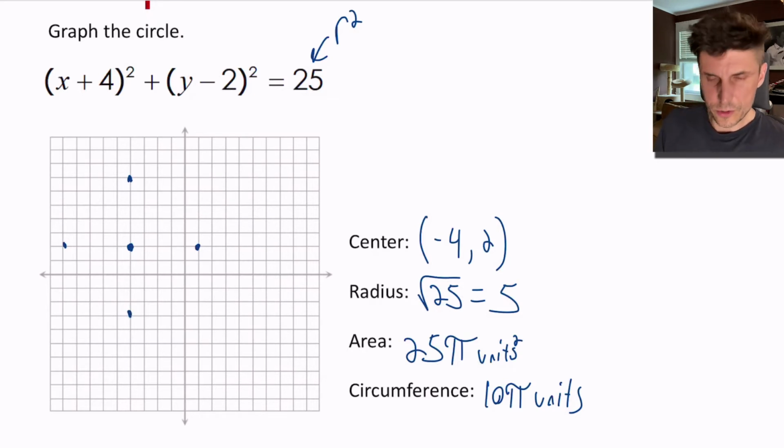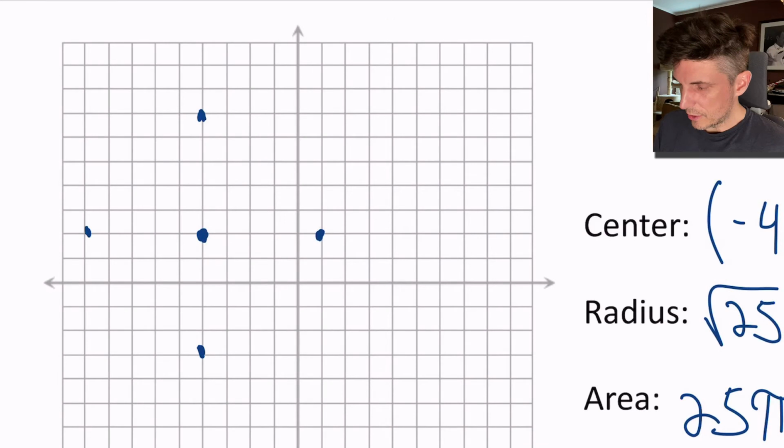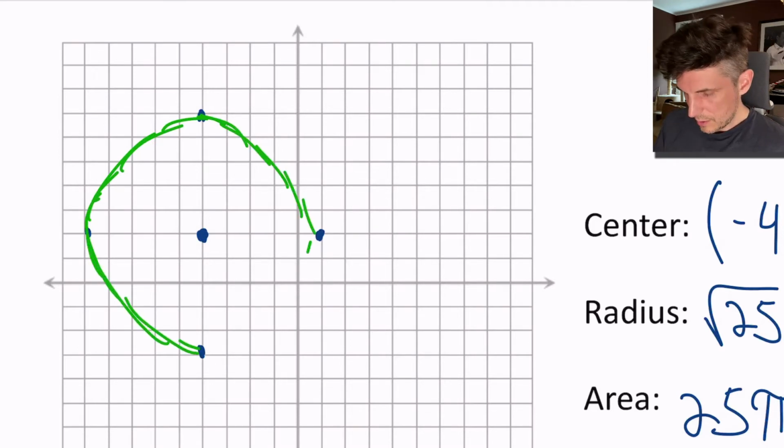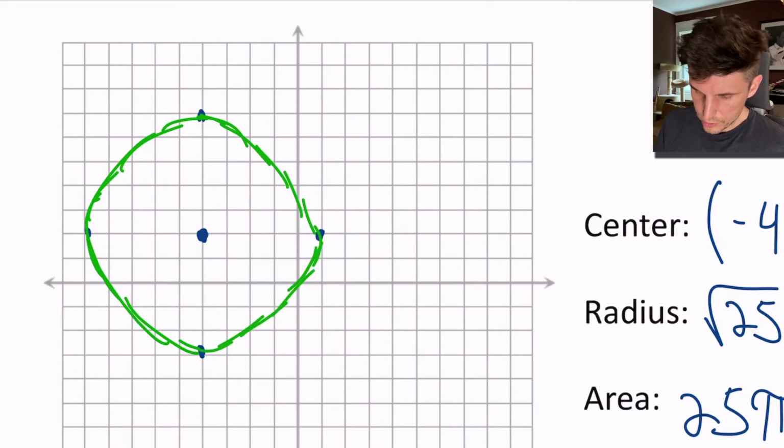There are many ways you can draw a circle. I don't know if anyone's ever taken a drawing class, but you could make it a little bit fuzzy. You could just kind of do your best to get that curvature in, and it kind of looks like I'm trying to draw Oscar the Grouch or something.